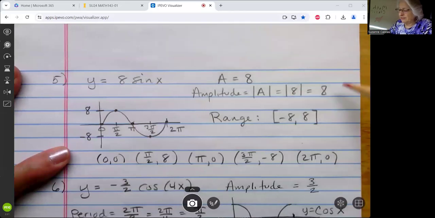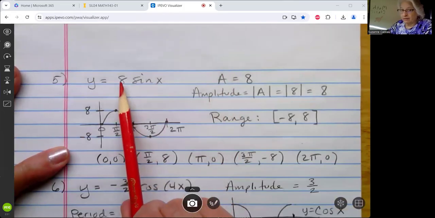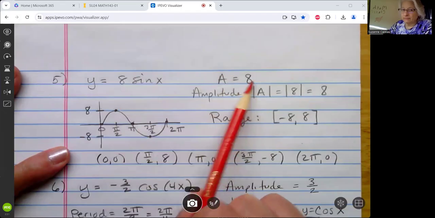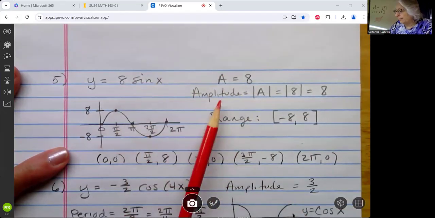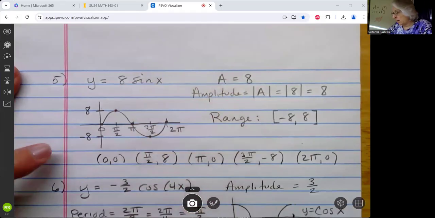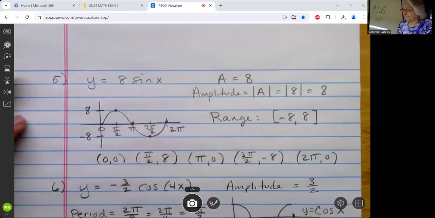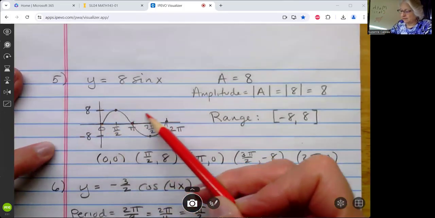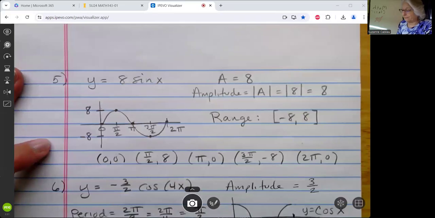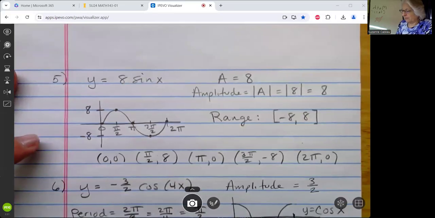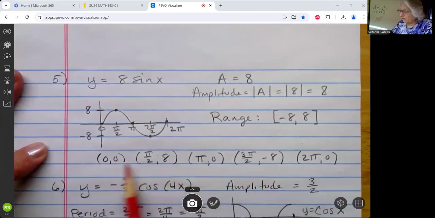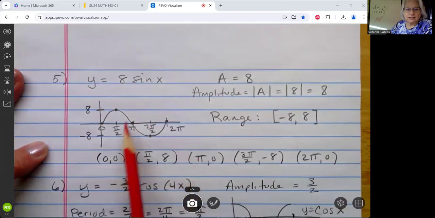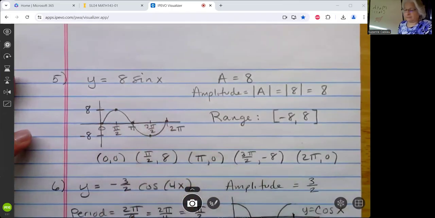I want to point out here the difference between A and amplitude. A is the number in front here. A is positive or negative. In this case, A is positive. But the amplitude is going to be the absolute value of A. And in this case, that's 8. So the amplitude is never negative, okay? It could flip the other way. If this was a -8, it would do this, right? And the amplitude would still be 8. It's just that A would be -8. Okay. And so here are the ordered pairs written out. So the only thing different is the 8 and -8.